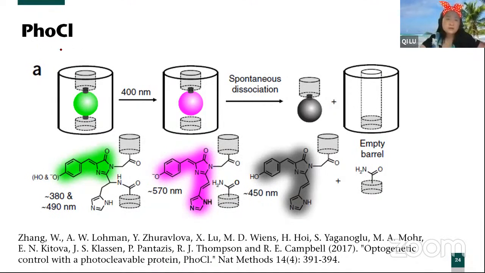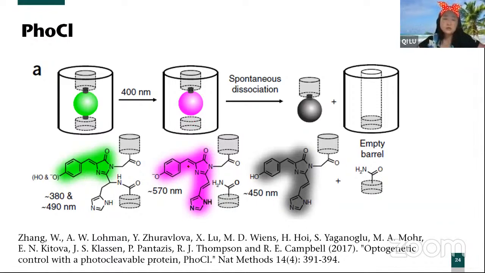PhoCl is another system, and it has a protein. It's like a dissociation and cutting of the chemical bond within the structures. At the beginning, it shows a green light, and there's a chemical bond here. After shedding 400 nanometer light, this bond is being separated and broken. So these two parts are being separated. We can also see here these two parts separated, and this bond is missing.